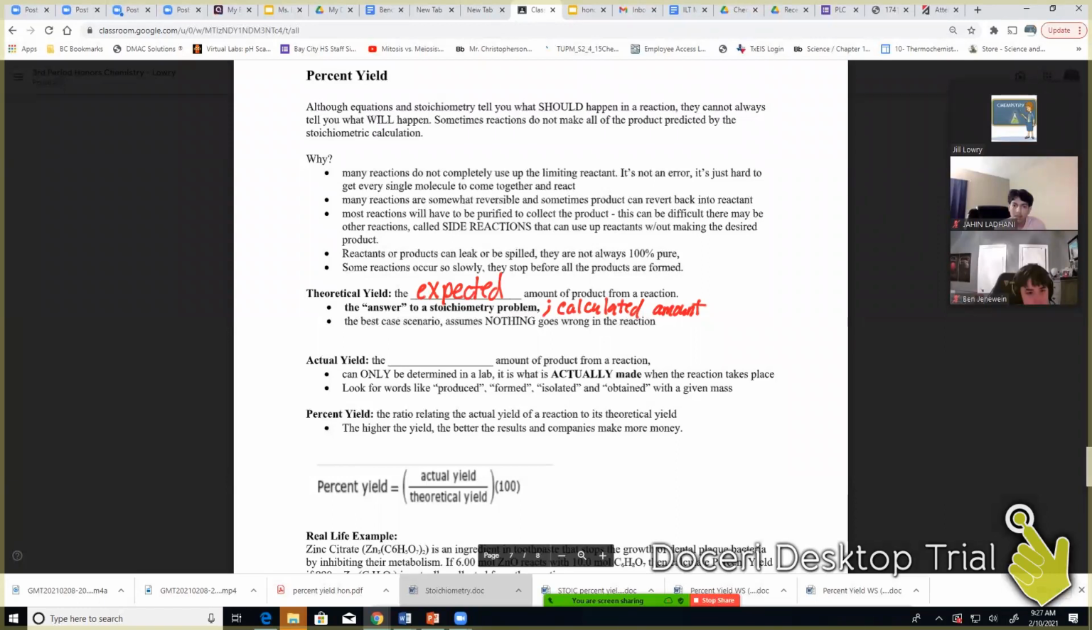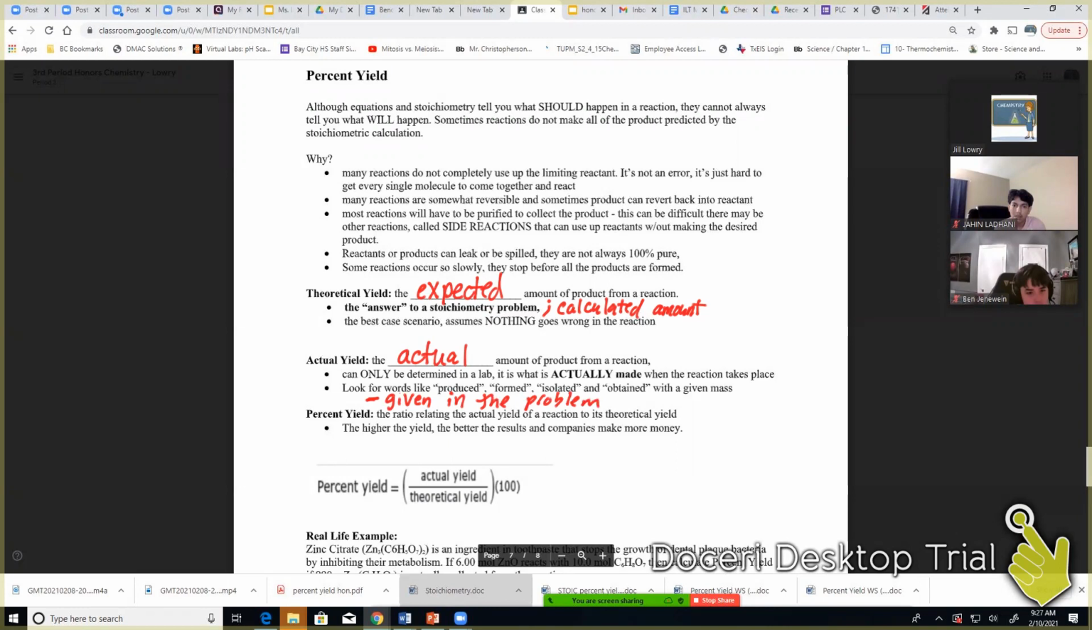But in real life, we get what's called the actual amount of product from a reaction. This can only be determined in the lab. It's what is actually made when the reaction occurs. So you're looking for words like produced, formed, isolated, and obtained. Those would be words you'd be looking for to know that number is talking about the actual amount. The actual has to always be given in the problem. The theoretical doesn't have to be given in the problem.